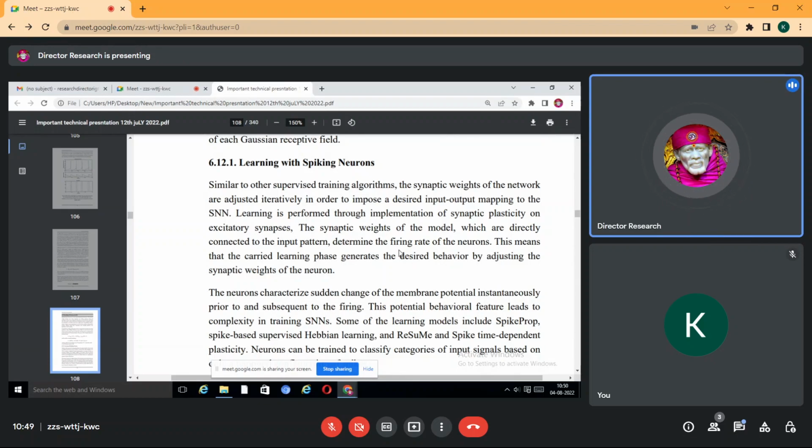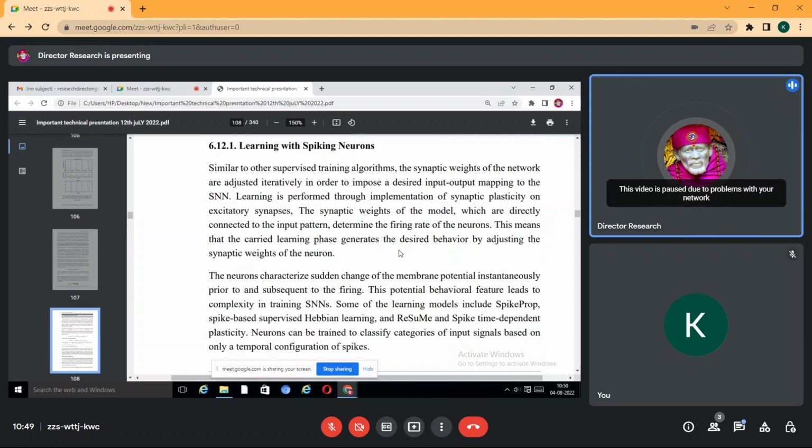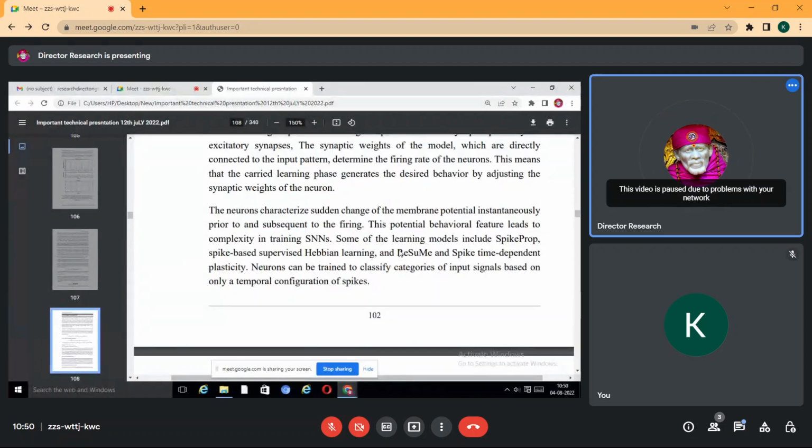The neuron is characterized by a sudden change of membrane potential instantaneously prior to and subsequent to firing. This behavior leads to complexity in training. See, the SNN method is very important. That's why I revised the previous concepts based on SNN twice.